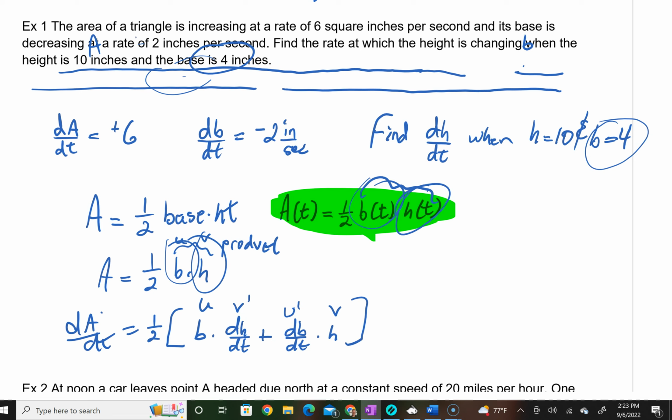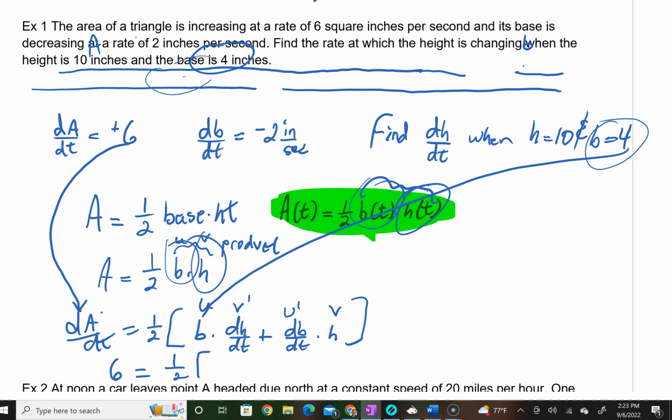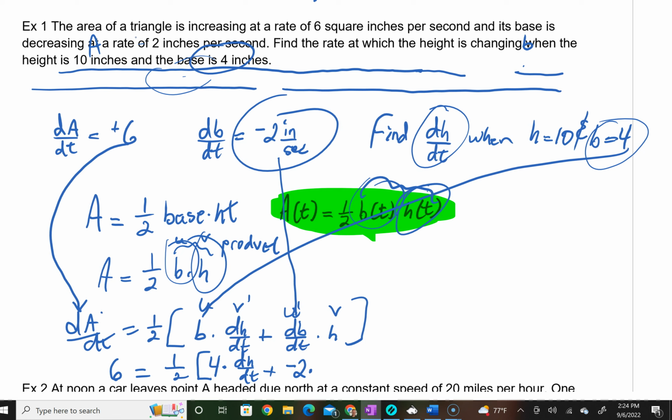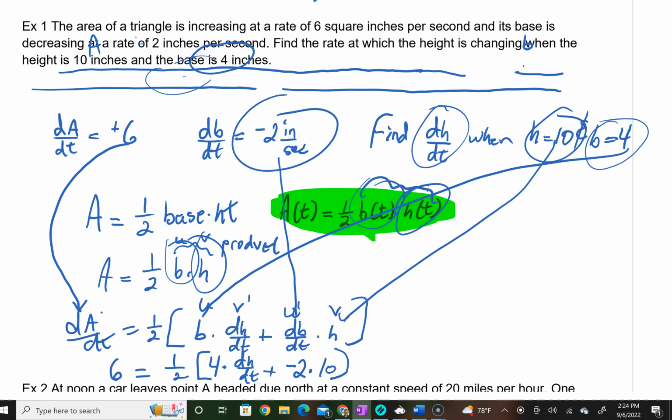And wow, right now we can plug in so much information. We're going to say, look, I know that the rate of change for my area was positive 6. My base, momentarily, just for a split second, is going to be 4. I'm trying to find dH/dt. I don't know what that is, honestly. I'm looking for it. dB/dt was this -2. Remember, it was decreasing. And h was 10. They're saying for this brief split second, we're going to have that.